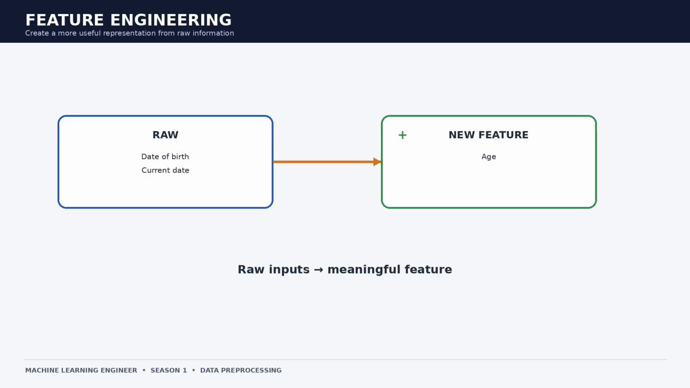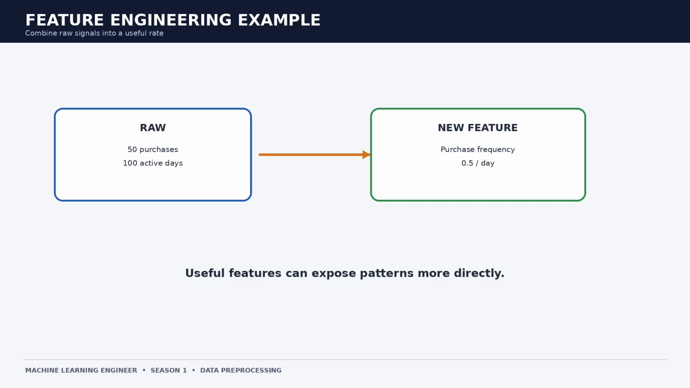Pre-processing can also include feature engineering. Sometimes the raw data isn't the most useful representation. For example, instead of giving the model a date of birth and today's date separately, we could create a meaningful feature called age. Here is another example. Suppose we know the number of purchases and the number of days a customer has been active. We could create a new feature, purchase frequency. Feature engineering is about creating representations that make useful patterns easier for the model to learn.